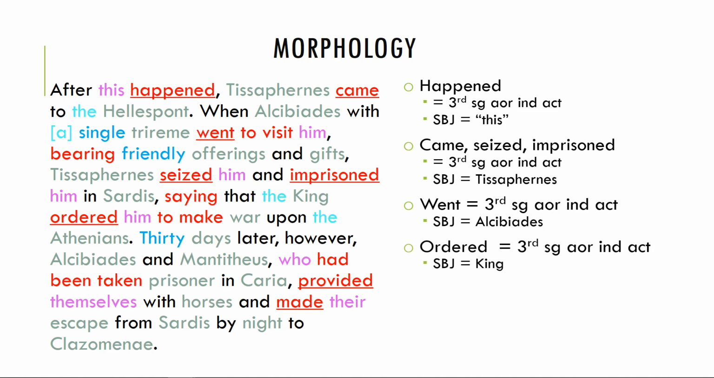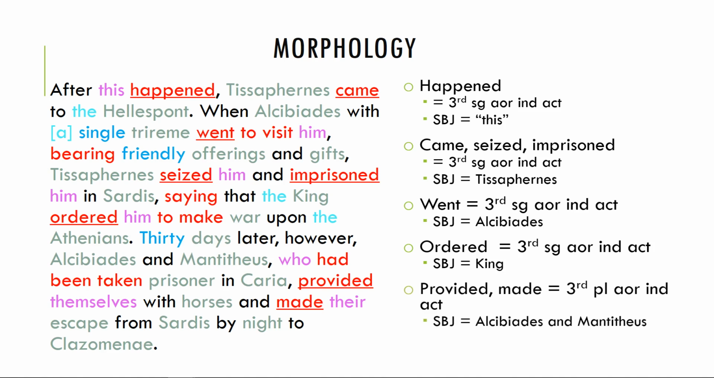Ordered. The king is the subject. So that's fine. And then provided and made are third-person plurals. They're not singular because they have a plural subject, Alcibiades and Mentithius. Okay. So that's all straightforward. Now, what about the valency of verbs?